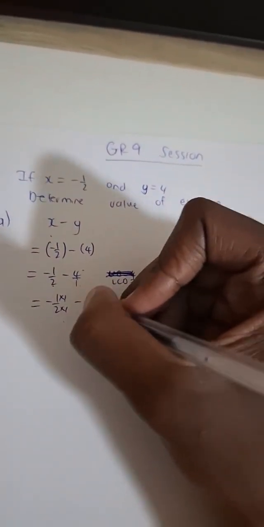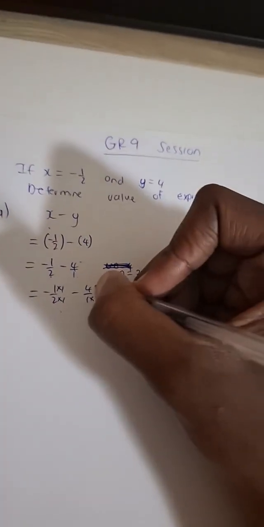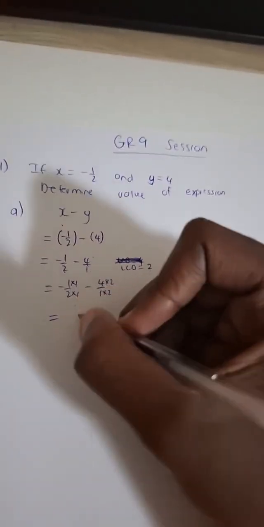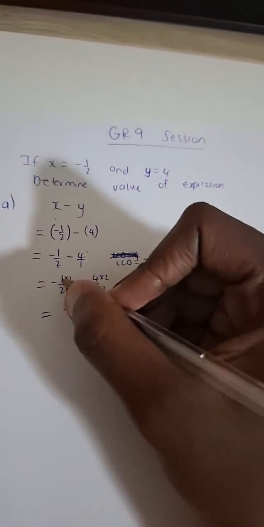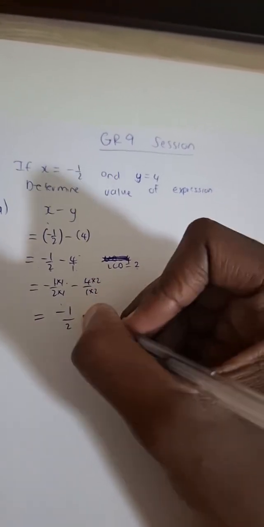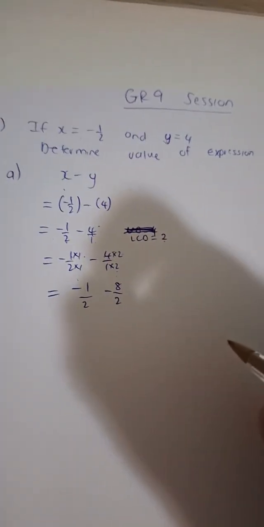Same thing with minus 4 over 1. We multiply to get the LCD 2. We multiply by 2 in the denominator. So what we do in the bottom, we do where? At the top. And then that gives us minus 1, negative 1 times 1 is 1, over 2. Minus 4 times 2 is negative 8 over 2.